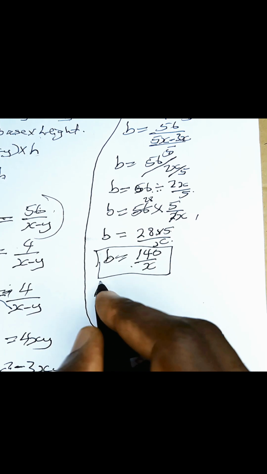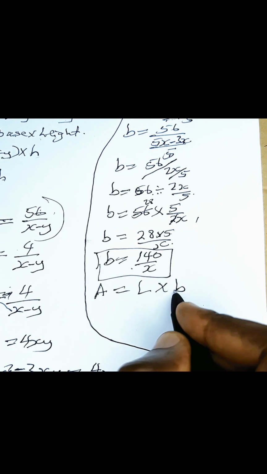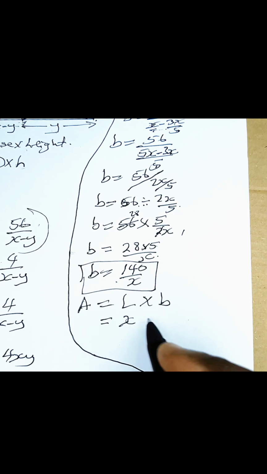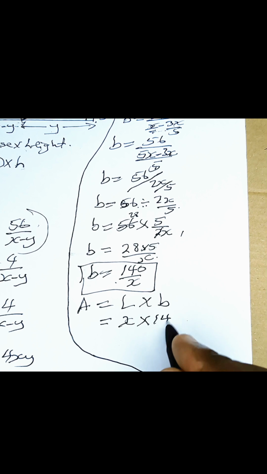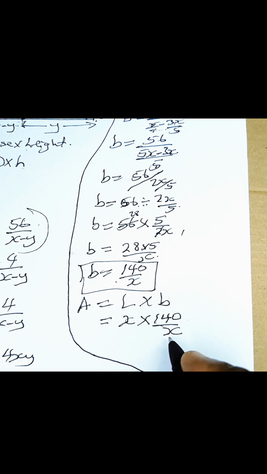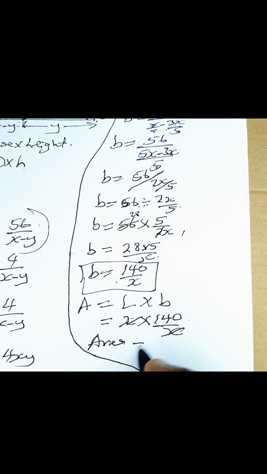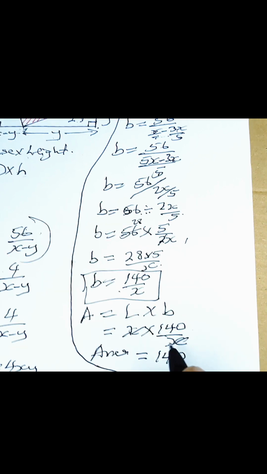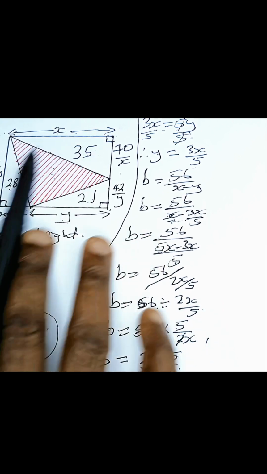So knowing fully that the area of the rectangle will be equal to length times breadth, and our length is x from the diagram, it means x multiplied by our breadth, which is now 140 over x. So from here we can see x cancels x. Therefore, the area of the big rectangle is equal to 140. Now, getting to know this, it made it so easy. It means everything here is 140.